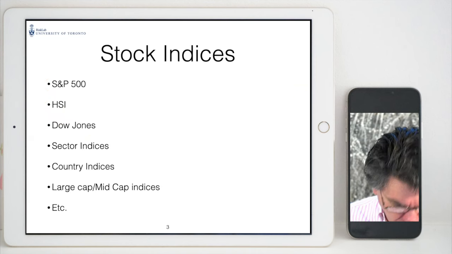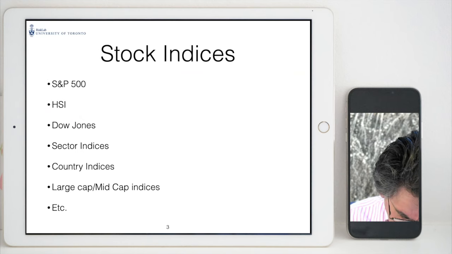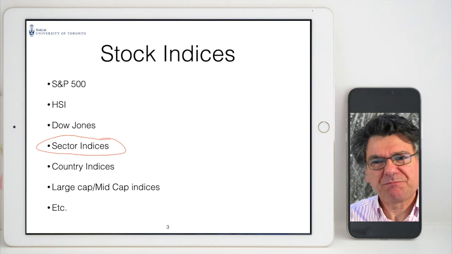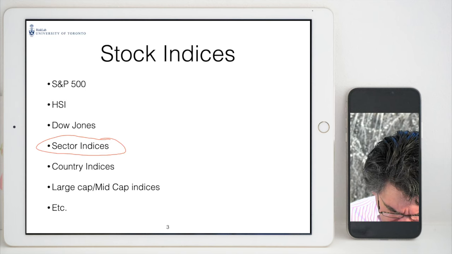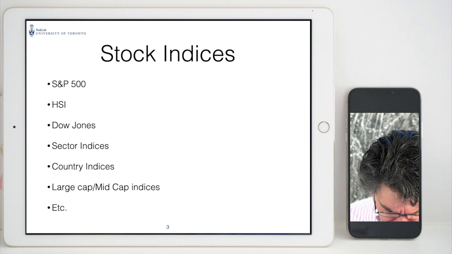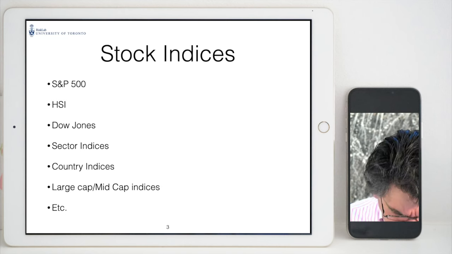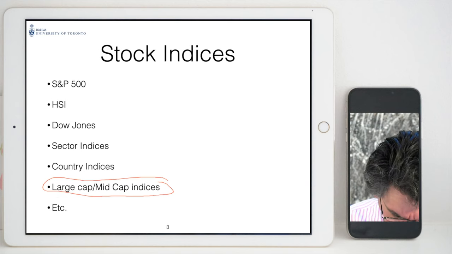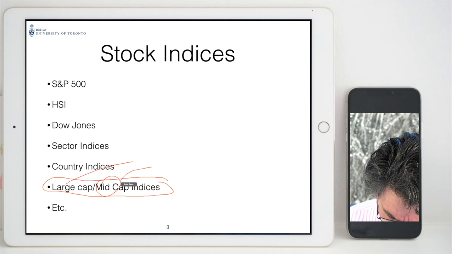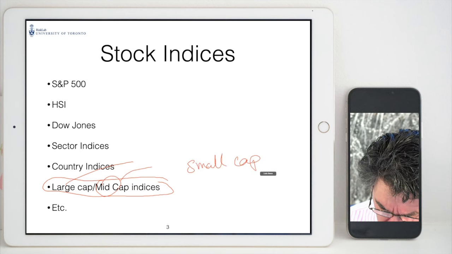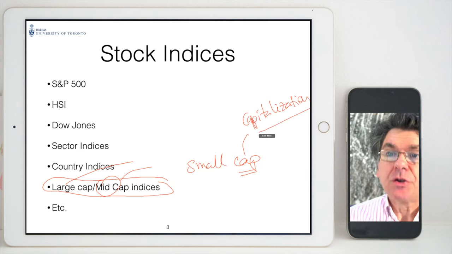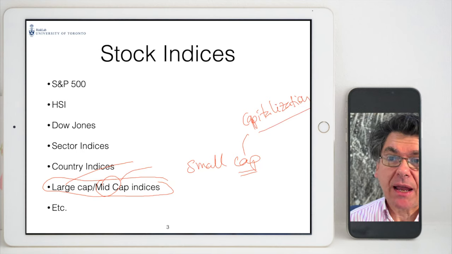In addition to that, we also are going to have sector indices. These are indices that reflect different sectors of the economy, like for example, healthcare, financials, consumer staples, things like that. We're going to see them. And then we also have indices that try to classify companies by their size. So these are large companies, these are medium companies, we also have small cap. Cap stands for capitalization. Okay, and we're going to see some of these examples and many more.